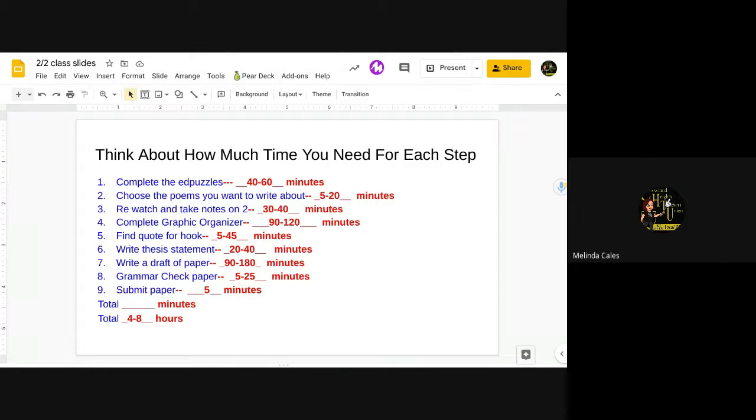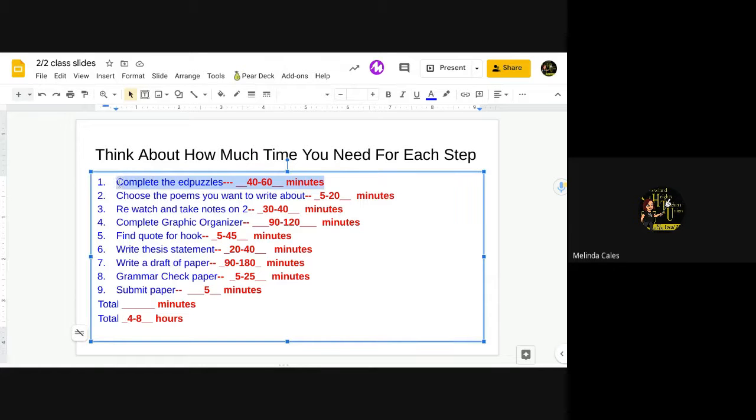All right. And then when you're chunking this out, you can maybe put some of the smaller steps together. But remember, they have to go in order. So if I know that I will be done with my Edpuzzles by Sunday night at midnight, because that's when they're due, I don't have to worry about that hour's worth of the work, right? So I don't have to worry about that. I only have to worry about steps 2 through 9.